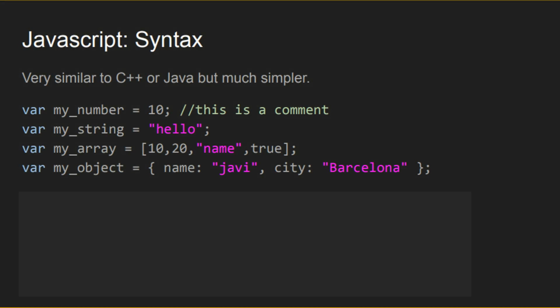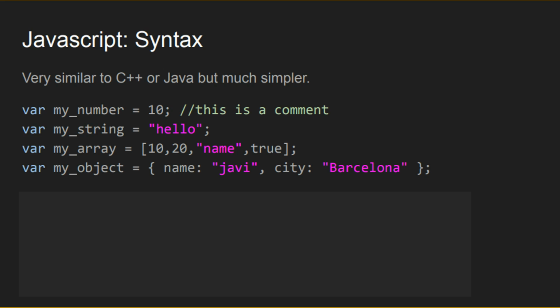JavaScript syntax is very similar to C++ or Java, but much simpler. See here, we have var myNumber equals 10. That myNumber is just an identifier. It could be any name you give to it. You know the rules of giving identifier names. So it starts with var and then myNumber equals 10. We have a comment, that is a single line comment, like this is a comment with 2 forward slashes. Var myString equals a string, enclosed within quotes. It can be single quotes or double quotes.